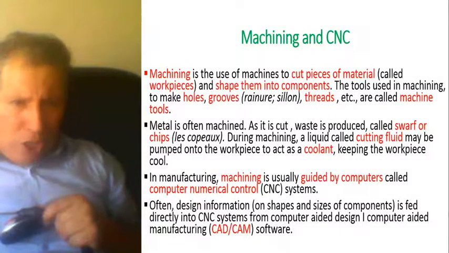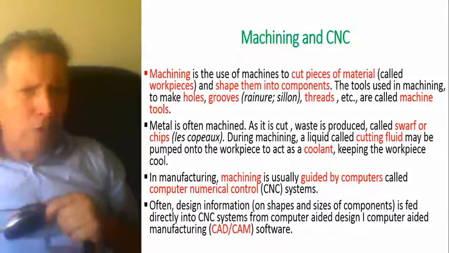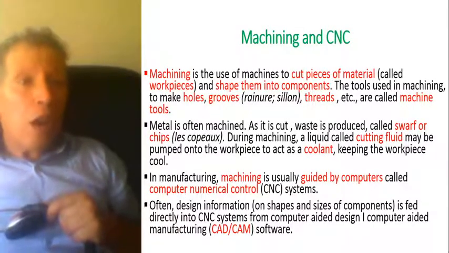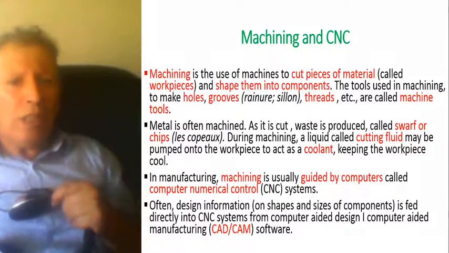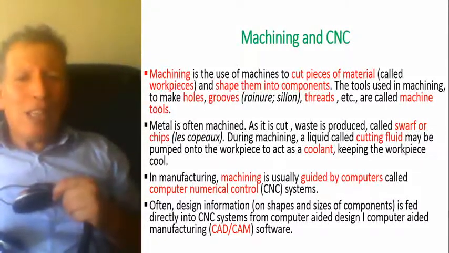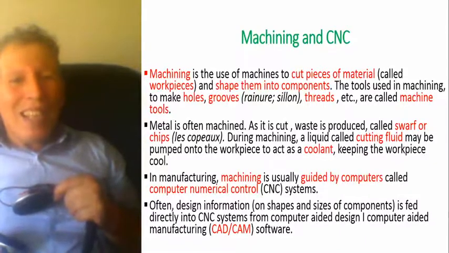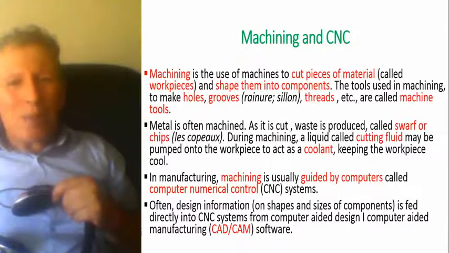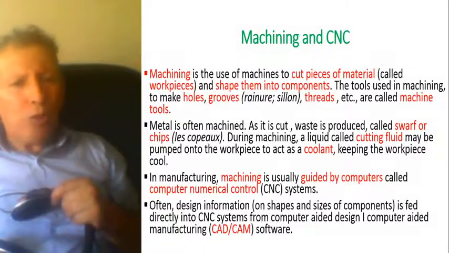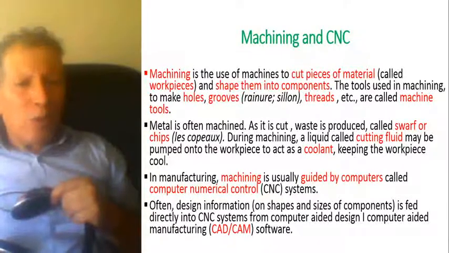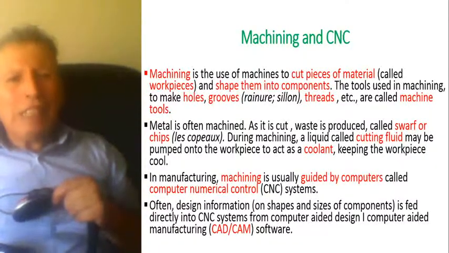Metal is often machined, so the verb to machine. There is the noun machine, but the verb machining exists as well, and it can be conjugated in the various tenses. As it is cut, waste is produced, and that waste is called swarf or chips. Chips of wood, but it could be chips of metal as well. Donc en français, on appelle ça les copeaux.